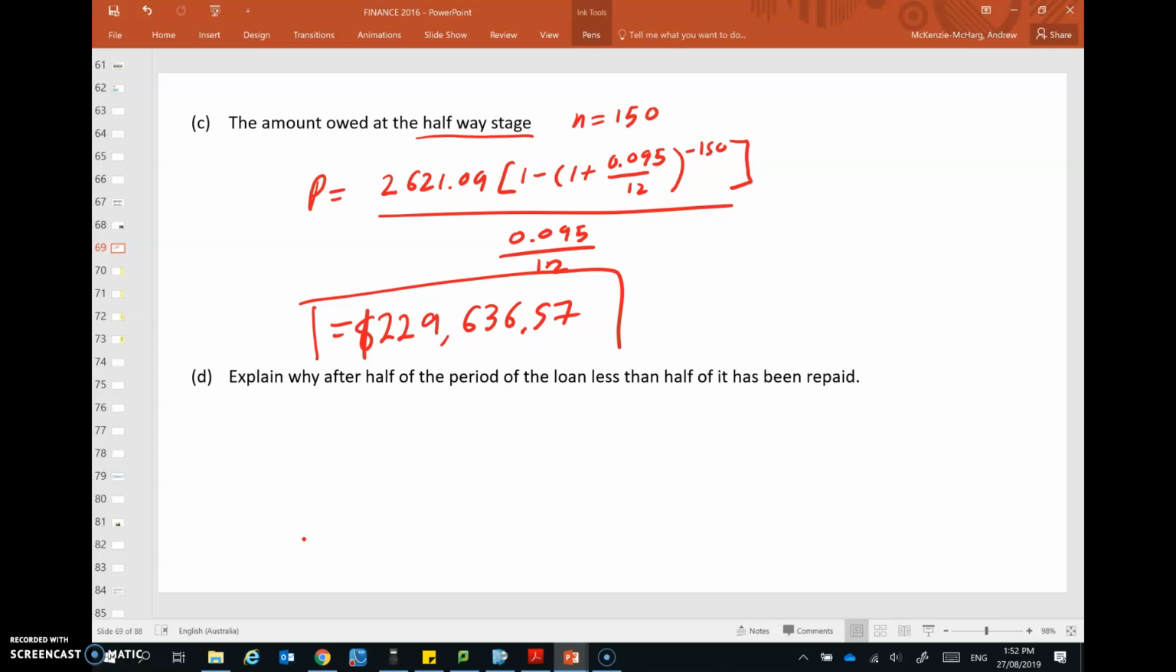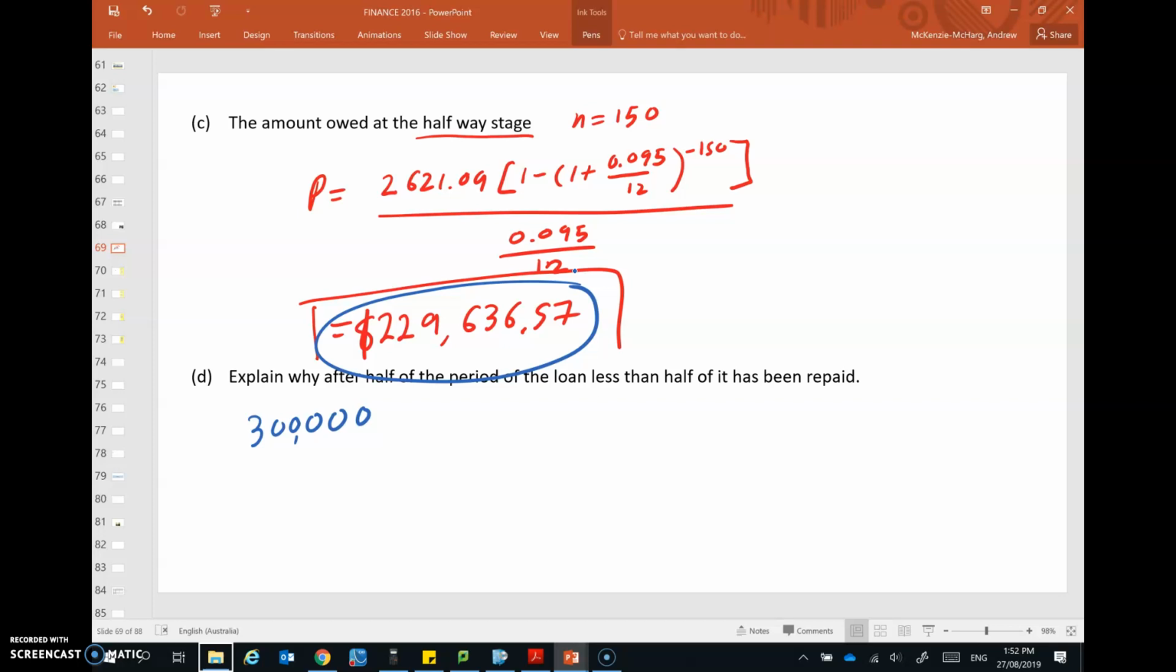Okay, so what have you come up with? What they're asking about here is the fact that originally 300,000 was borrowed. Now, halfway through the loan, we still owe this much. So we haven't paid off half of the amount owed, even though we're halfway through the loan. And why is this? Essentially the reason is because the bank is charging interest.